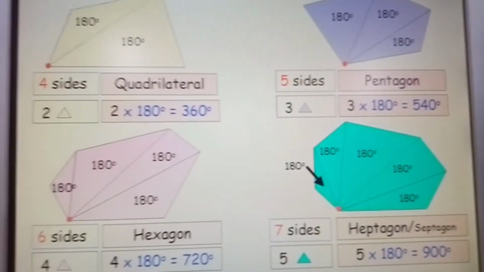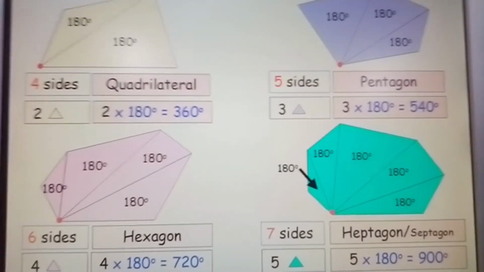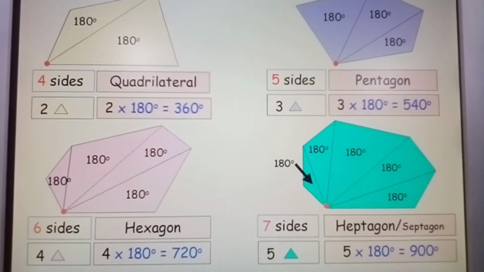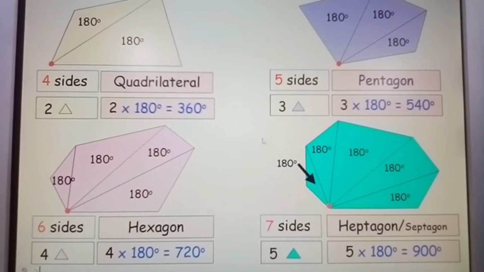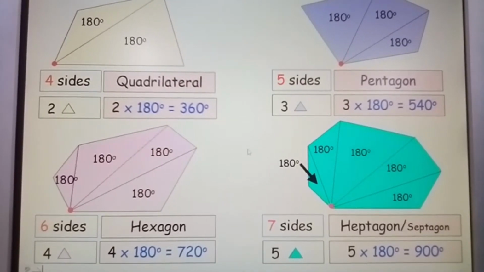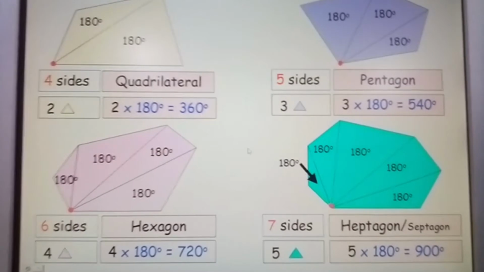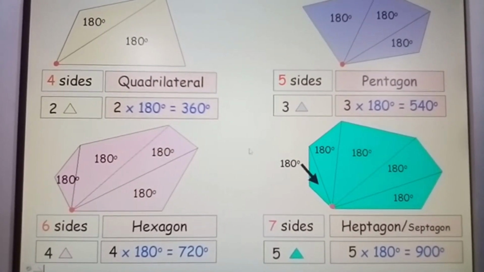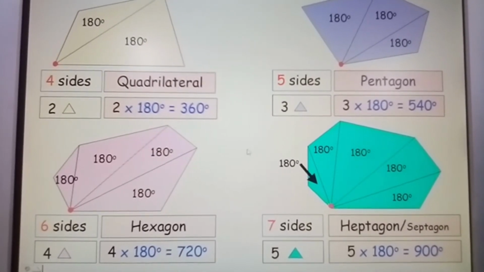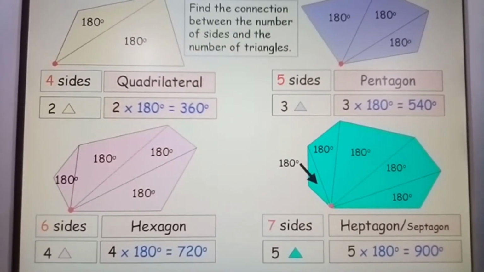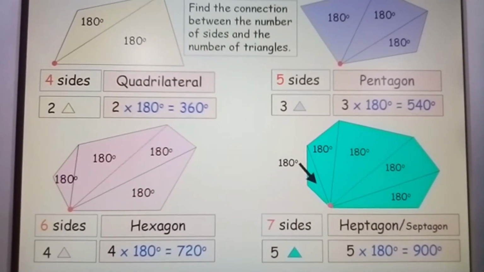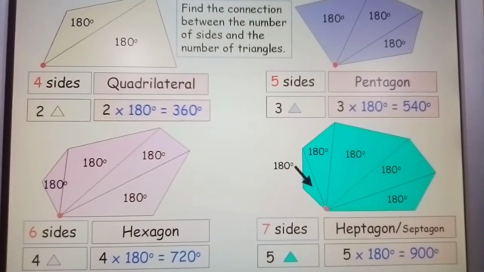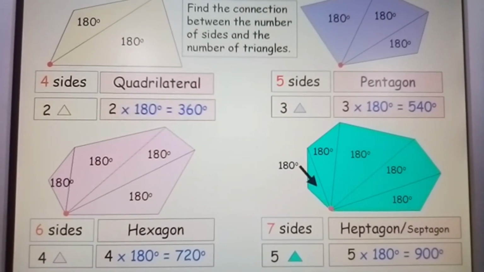Okay, and that's the formula we would use every time. Let me just pan back a bit so we can make sure we get it all in. You can see how it's done. I hope you find this useful. Now draw out the triangles for yourselves, then do the calculations. And here we're looking at finding the connection between the number of sides and the number of triangles.